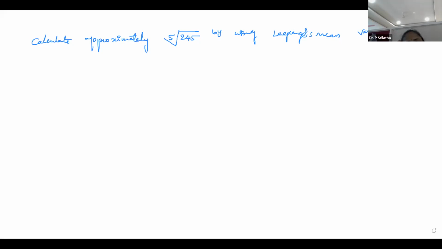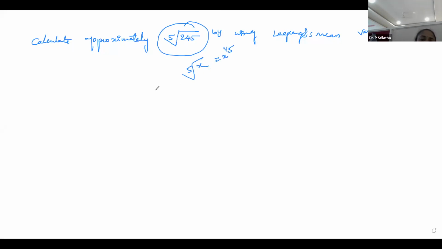Now tell me what is our function? Root x. X power 1 by 5. Yes, very good. So here our function is the fifth root of x, that is nothing but x power 1 by 5.